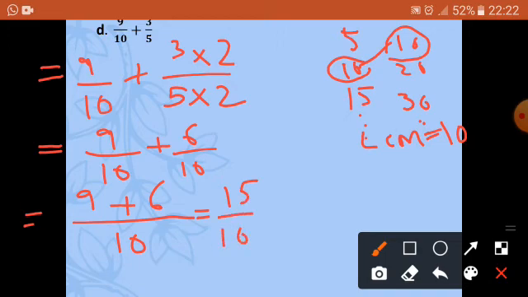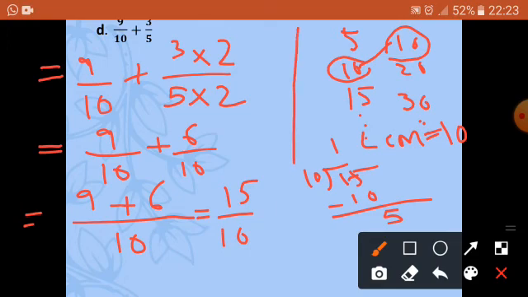Okay, again an improper fraction. So you can divide 15 with 10. 10 times 1 is 10 and your remainder is 5. So write your answer: 1 quotient, 5 remainder and 10 divisor. But see, again this 5 tenths is not in the lowest form. So how to convert it into the lowest form?